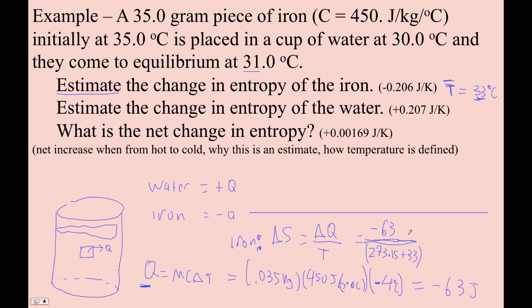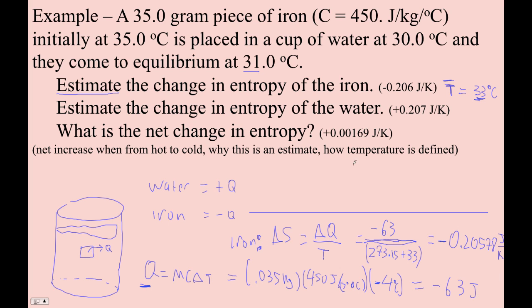So negative 63 divided by (273.15 plus 33). And I get that the change is negative 0.20578, and our units are joules per Kelvin for entropy.